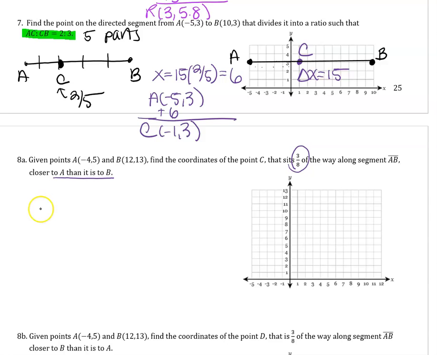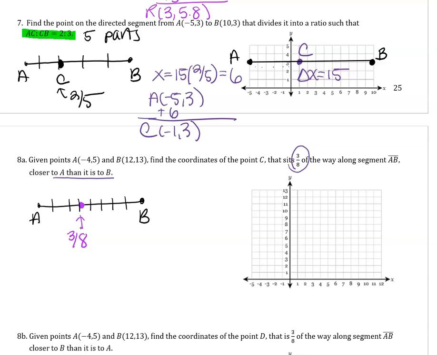So, if you were to sketch a picture, here's A, there's B. 8 total parts is 1, 2, 3, 4, 5, 6, 7 little dashes here. So it says sits closer to A, so we're looking for where this is right here. 1, 2, 3, because that's where the 3 is. So this actually is a little bit easier. You didn't have to figure out using the ratio what that scale factor is or what you're multiplying by. You're just simply using the numbers that they're giving you.